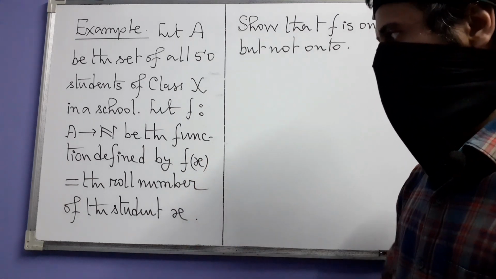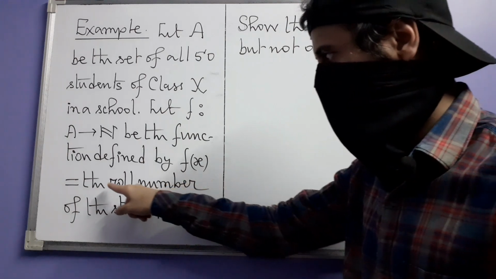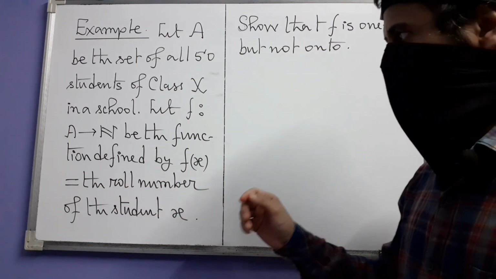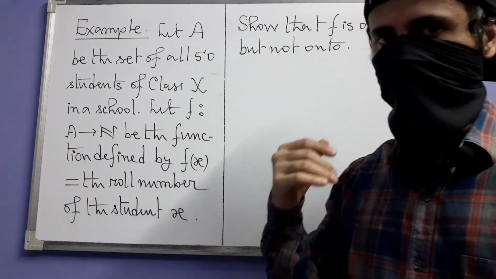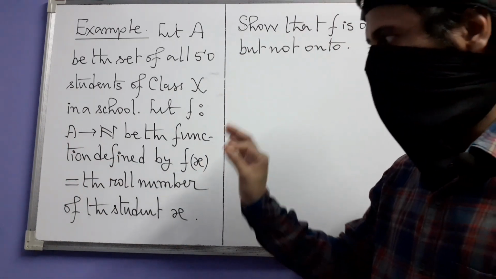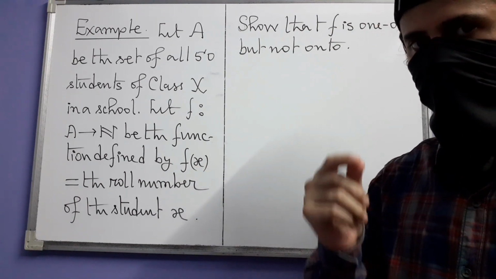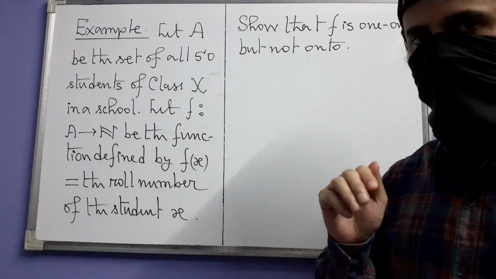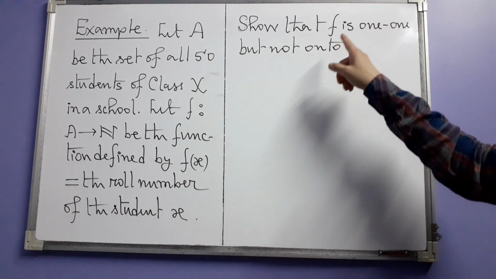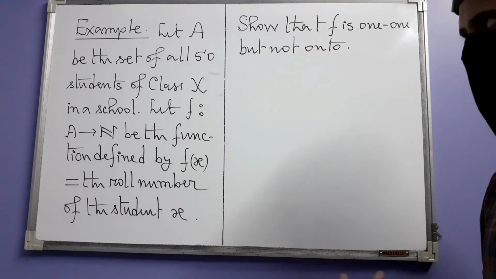And the rule for the function is this. f is defined by this rule. f of x is equal to the roll number of the student x. You understand that A is the set of all students in the class. So any input x that you take from A will be a student, and f of x is the roll number that the student x is assigned by the school. We have to prove that this function f is one-one but not onto. So let's see the solution.